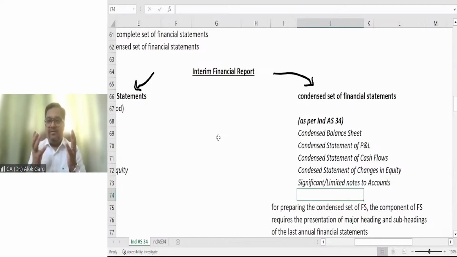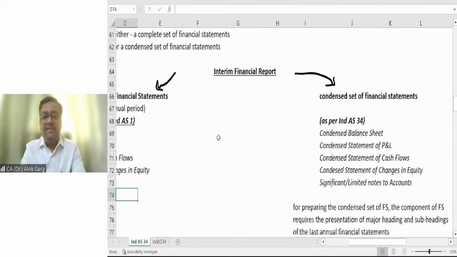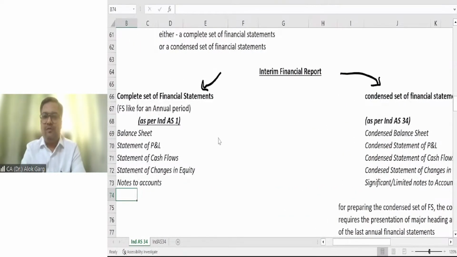So a smaller version of financial statement needs to be prepared on a quarterly basis. This standard permits that. Okay. Now, what is meant by this condensed financial statement? Let me show you. Friends, please let me know if you have any questions so far, so that I'll move forward accordingly.